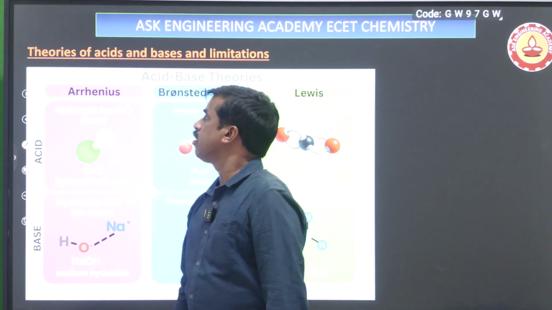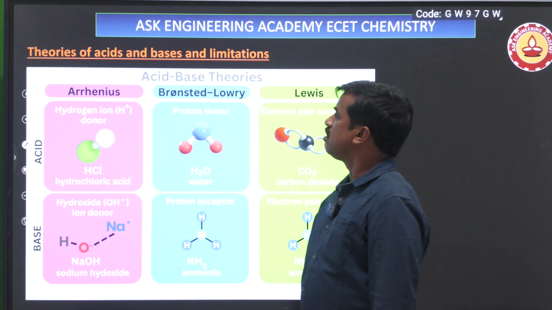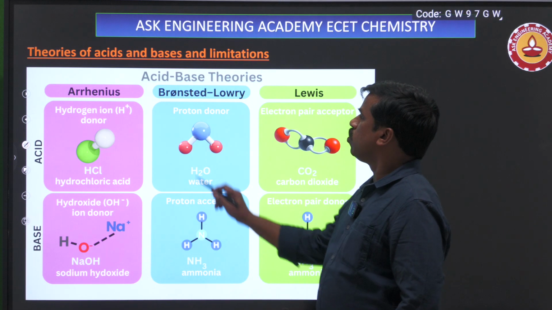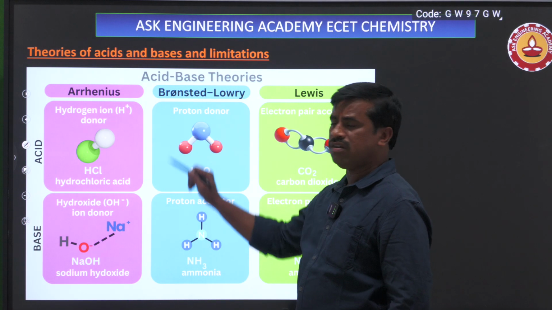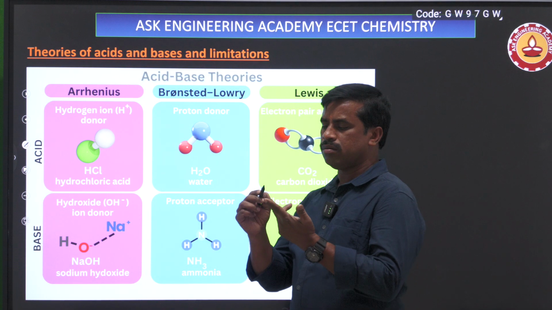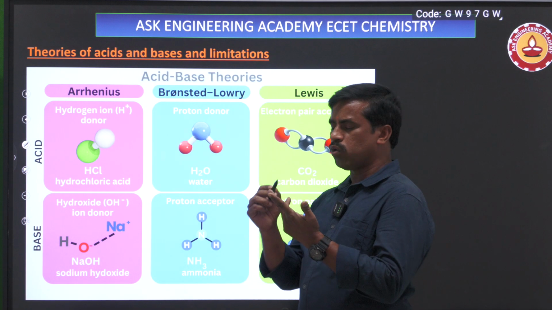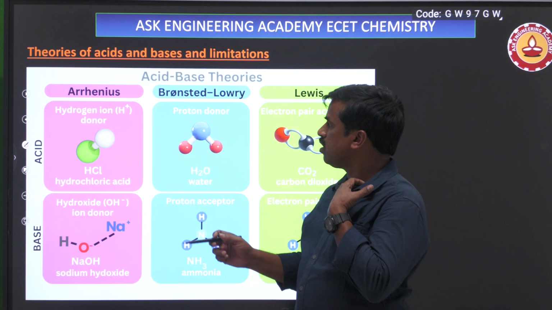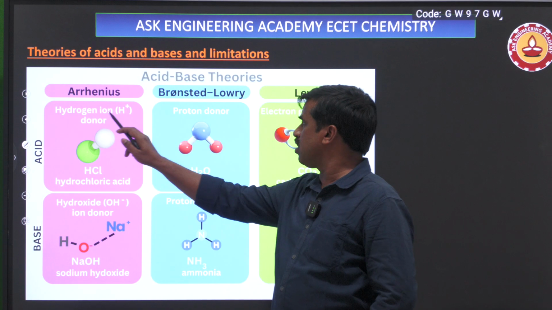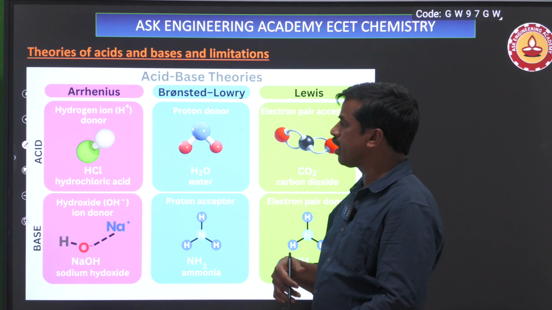Next we have theories of acids and bases and their limitations. What are the different theories of acids and bases? Here we have a total of 3 theories: Arrhenius theory, Bronsted-Lowry theory and Lewis theory. Here I will give the definitions of the 3 theories first, and then after that I will explain the different theories one by one separately.